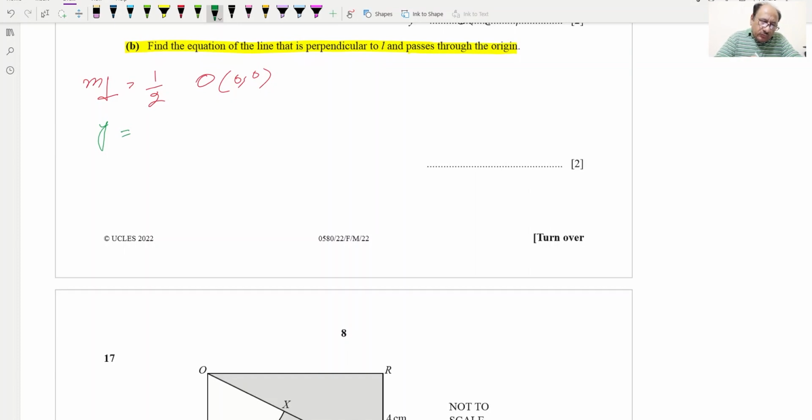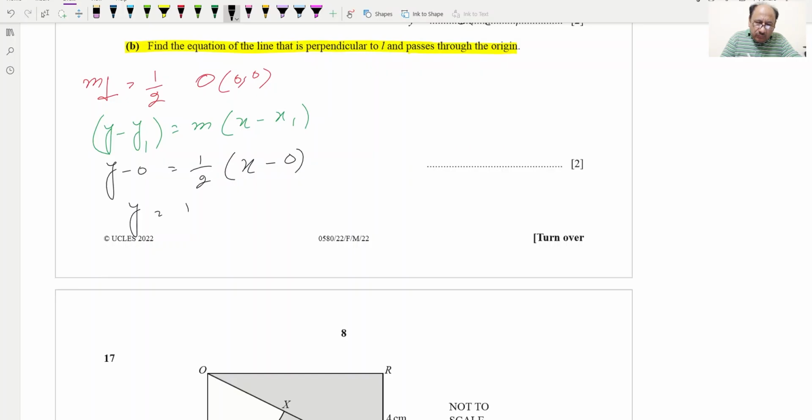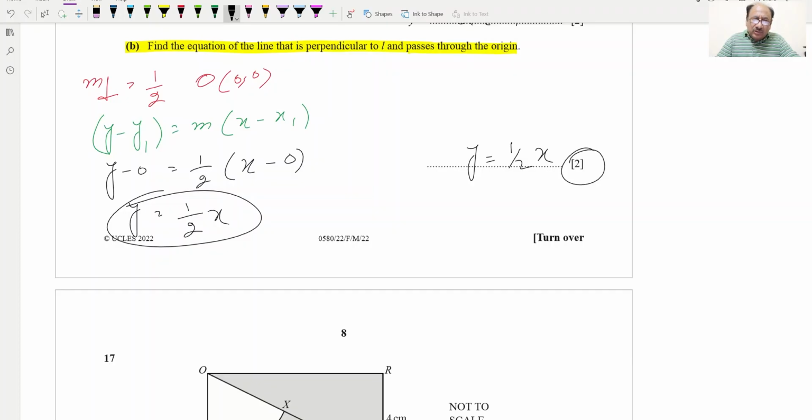So we can write the equation of the line in point-slope form: y minus y1 is equal to m into x minus x1. So y minus 0 is equal to 1 by 2 into x minus 0, so this will be y is equal to 1 by 2x, and this will be our equation. This is a 2 marks question which we have done. Hopefully you understood this question.